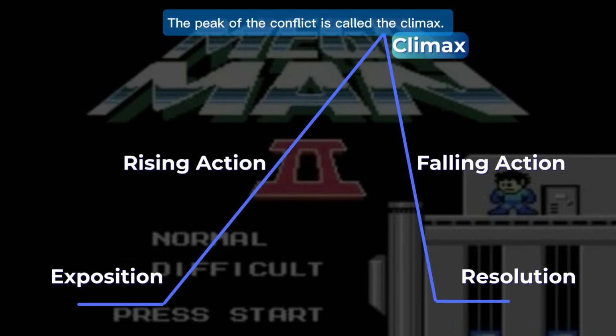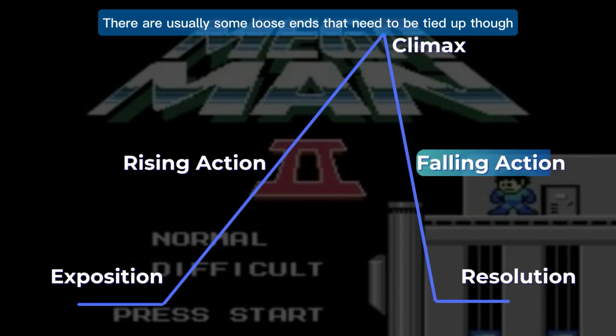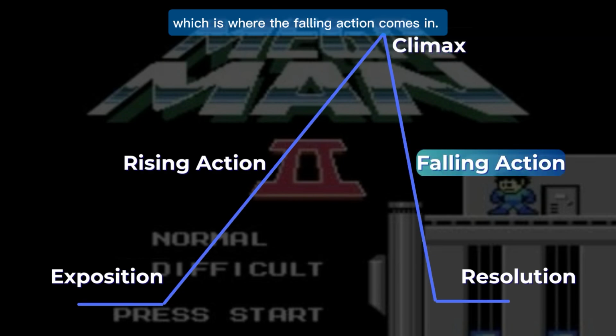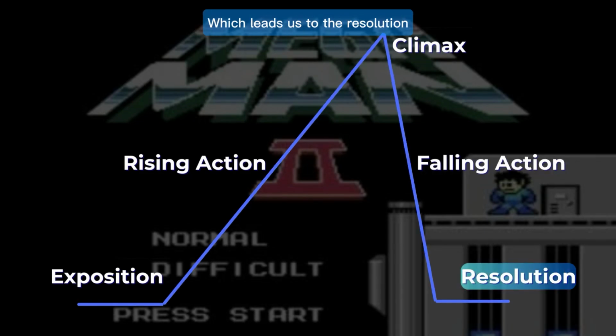The peak of the conflict is called the climax. This is the point in the story where the protagonist either succeeds or fails. Usually they succeed, but not always. There are usually some loose ends that need to be tied up though, which is where the falling action comes in. It's basically everything that needs to happen to get things back to normal, which leads us to the resolution, where we get a glimpse into how things turn out for everyone in the end.